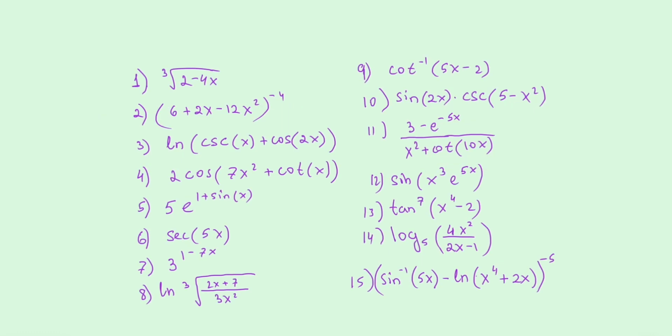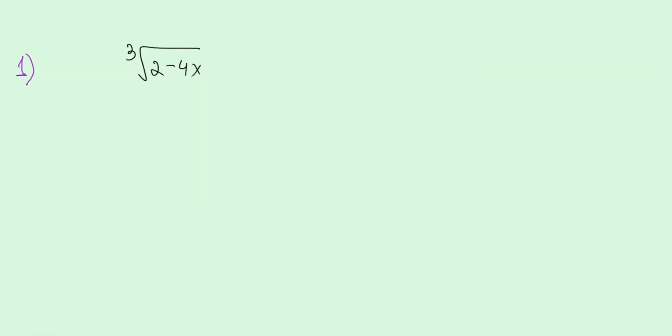Here's the list of examples we will be covering in this video. So let's start with number 1. For the first one, we are deriving the cube root of 2 minus 4x.